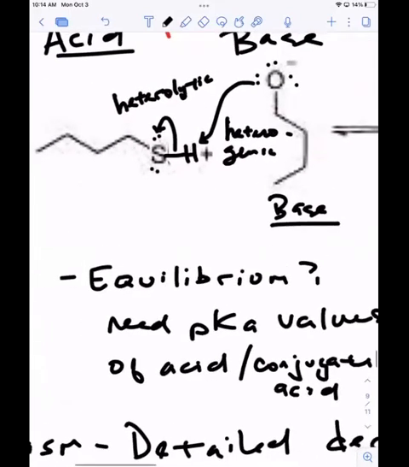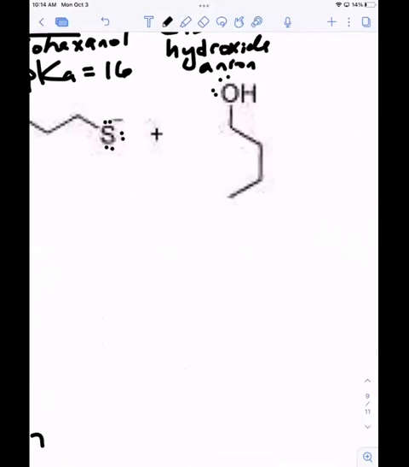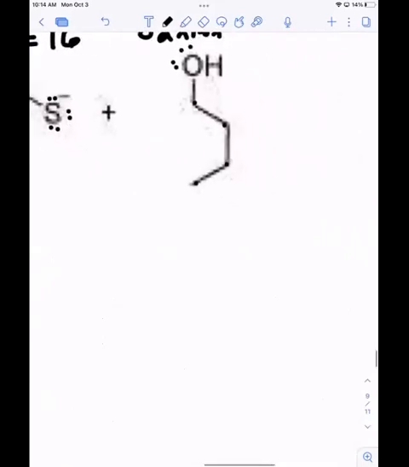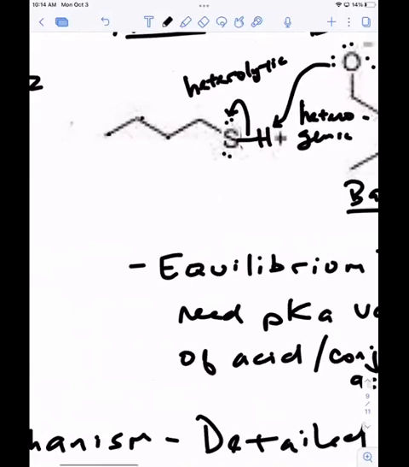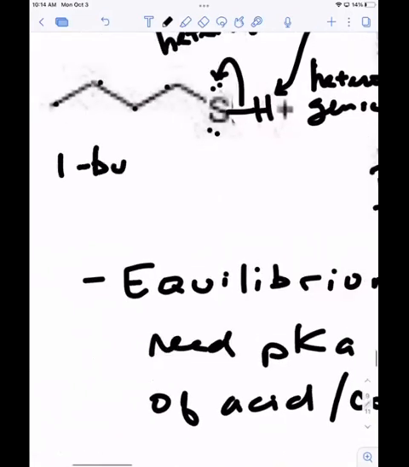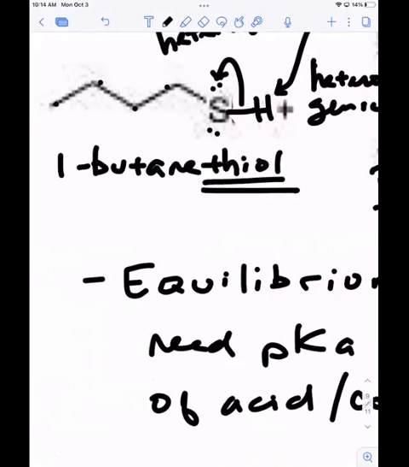So somebody look up butanol, 1-butanol. And then somebody look up 1-butane thiol. A thiol is just a sulfur analog of alcohol. That's one of our functional groups. We didn't talk about it, but it's one of our functional groups.